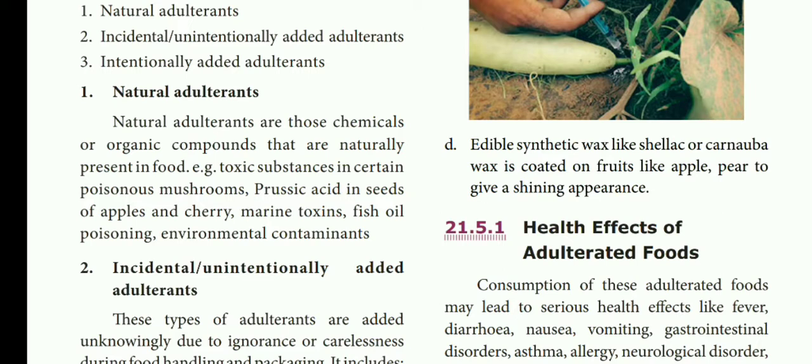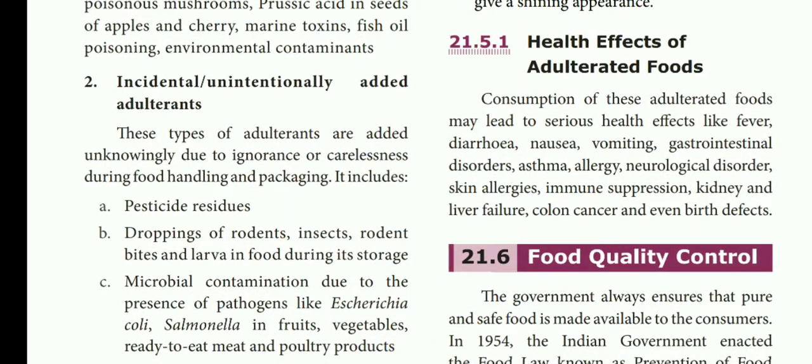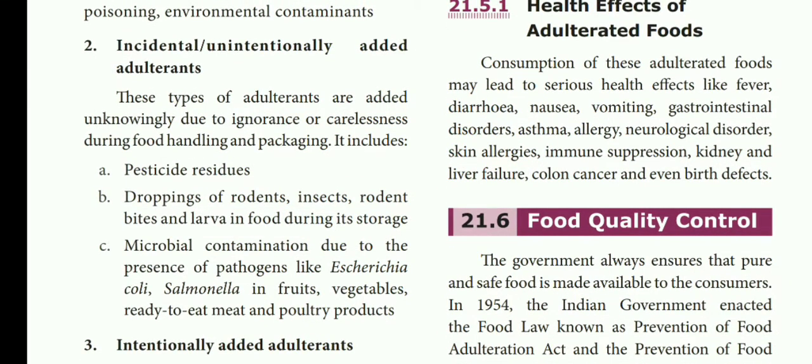Then the second one is incidental or unintentionally added adulterants. While cooking, if an insect falls into the food, that is the carelessness of the cook. That is called an incidental or unintentionally added adulterant. These types of adulterants are added unknowingly, due to ignorance or carelessness during food handling and packaging. So we have to be very careful while handling and packaging foods.